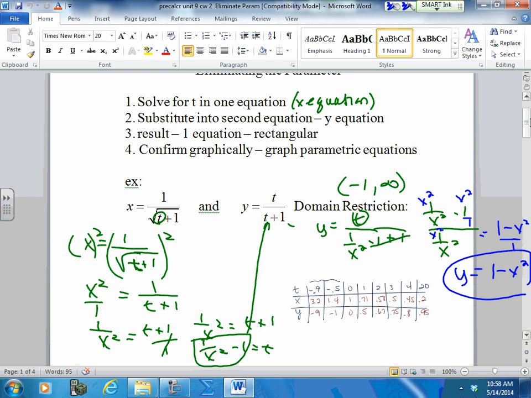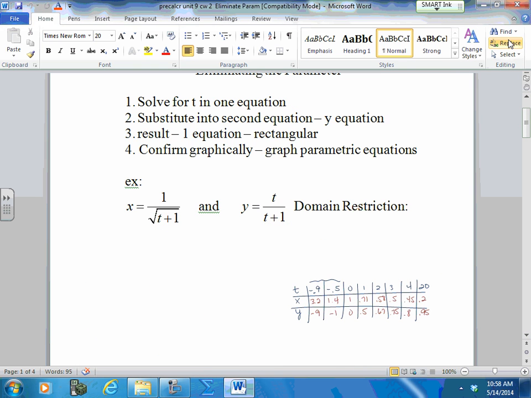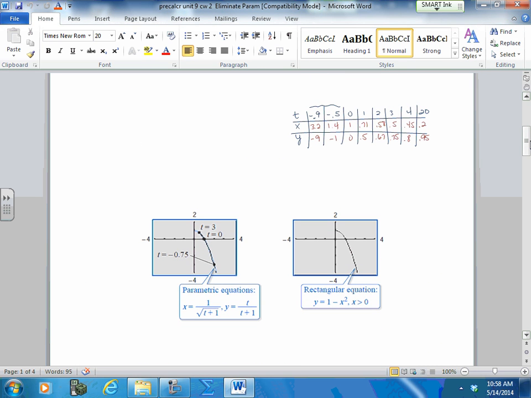Now, did I put the graphs on your paper as well? On the bottom? No. I did. Okay. Now, if you look at your parametric one, so look on the bottom at the left-hand side, there's your parametric one. It took care of the domain restriction for us. Are you okay with this before I move this? Yep, it did.